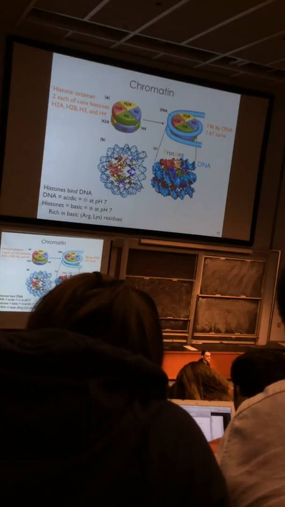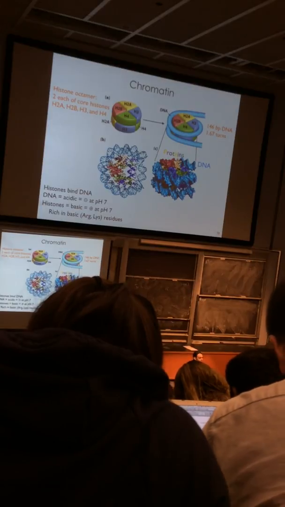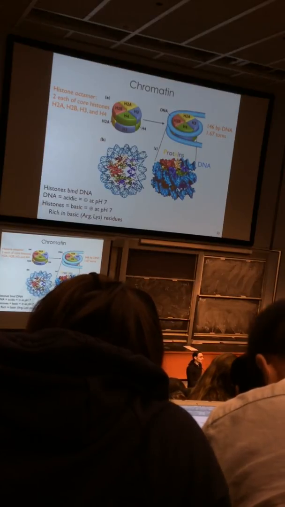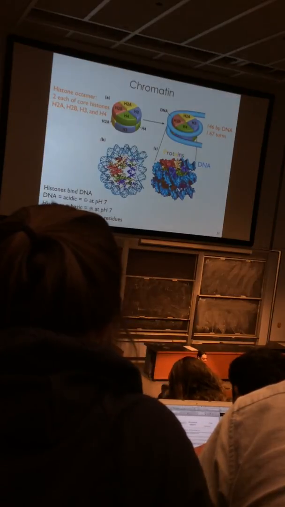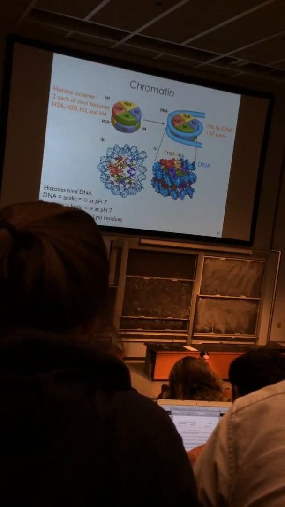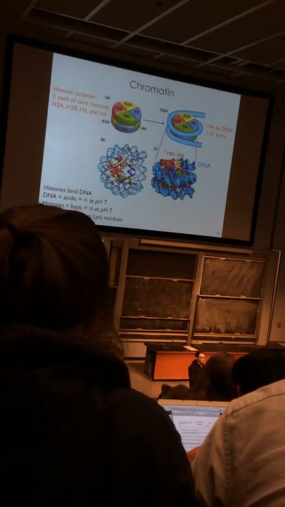So histones bind DNA well. DNA, of course, is acidic, which means that it's negative at neutral pH. And in order to bind DNA well, histones are very basic proteins. They're positive at neutral pH. So they're rich in arginine and lysine residues, and that promotes favorable interactions of the DNA with the histone.